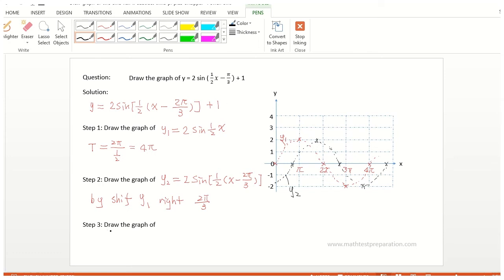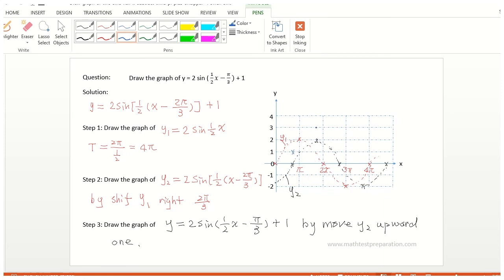Now I'm going to draw the graphic of y equals 2 times sine half x, subtract pi divided by 3, plus 1, by moving y2 upward 1 unit. So change the color. So this is y2. Move y2 up 1 unit.